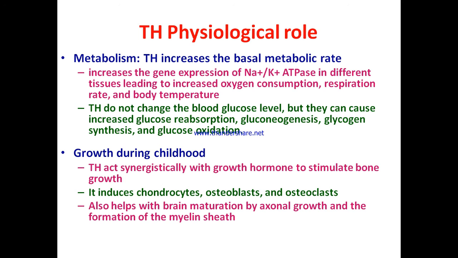Growth during childhood is also influenced by thyroid hormone. TH acts synergistically with growth hormone to stimulate bone growth. Bone growth means more growth of the individual. It induces chondrocytes, osteoblasts, and osteoclasts. As a result, bone growth will be induced. TH also helps with brain maturation by axonal growth and the formation of the myelin sheath.